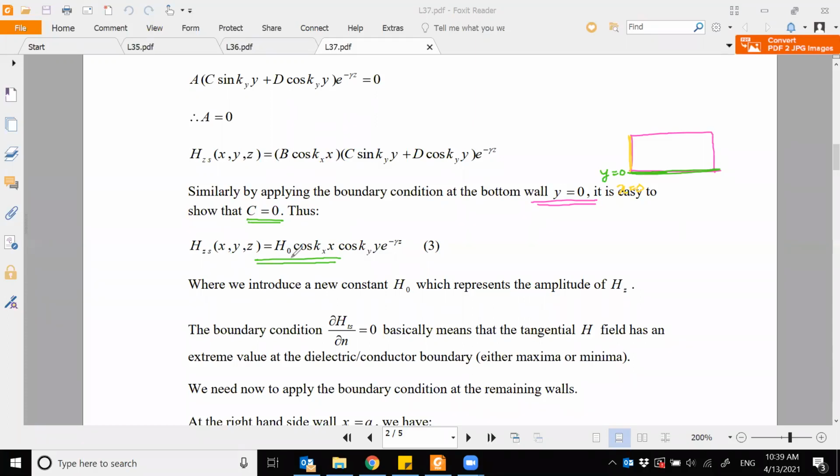which is H0 cos kxx cos kyy e power minus gamma z. What I'm doing is introducing a new constant, which is H0. And this constant you can think of as absorbing your constants B and C. So this is our constant, and this constant represents the amplitude of my field, which is the amplitude of my HZS.